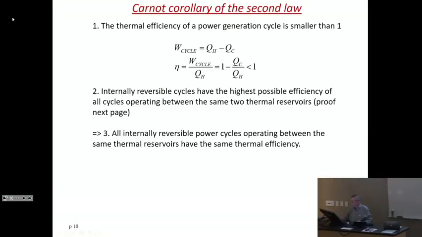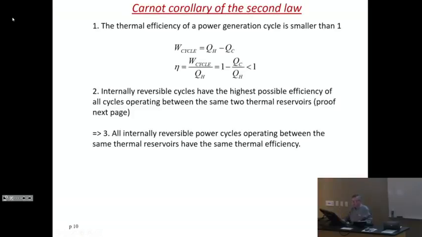All right. There is the Carnot way to phrase this, and that is that the thermal efficiency of a power generation cycle is less than 1. Why? Because the work of the cycle is the hot side minus the cold side heat exchange. Since the efficiency is W cycle over Q hot, it's 1 minus Q cold over Q hot. Well, that has to be smaller than 1. You reject less heat than you put in.